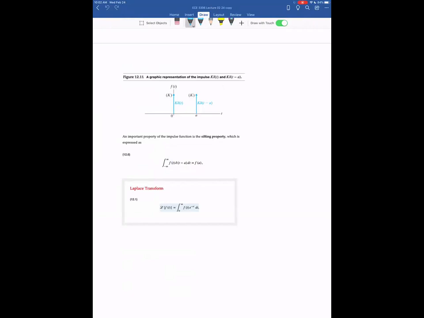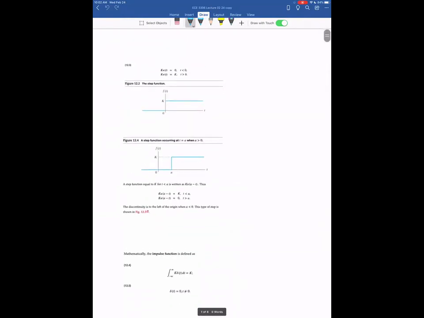The step function is shown here. Remember, the step function is equal to 0 for t less than 0, and it's equal to whatever constant multiplies it. In this case, they're using k times u of t. So it jumps at t equals 0 from 0 to k. Technically, the function is not defined at t equals 0. It's defined for t less than 0 and t greater than 0.